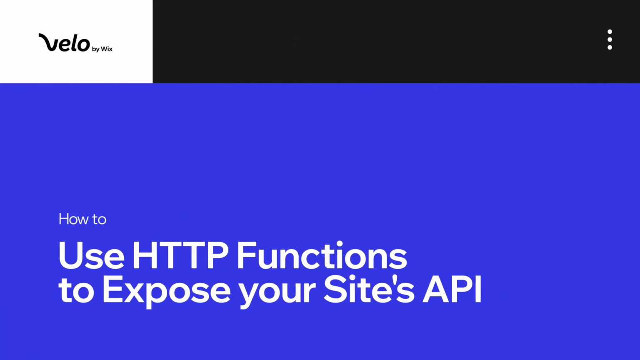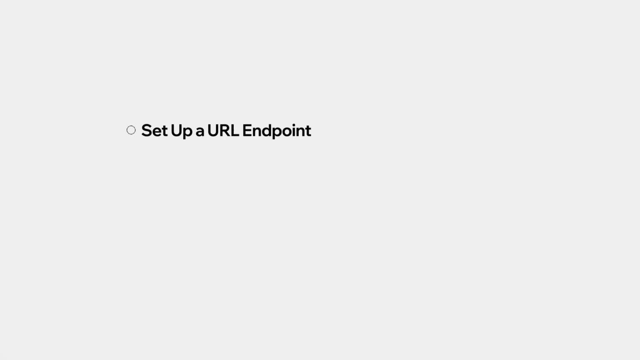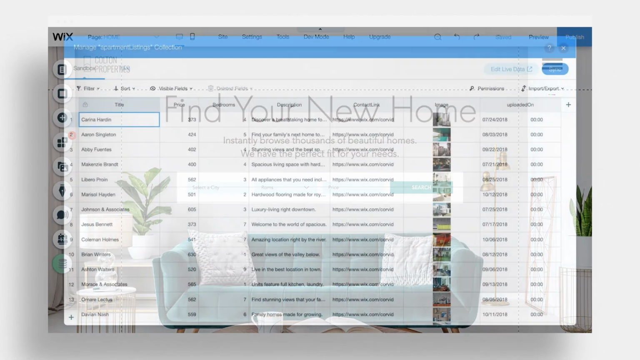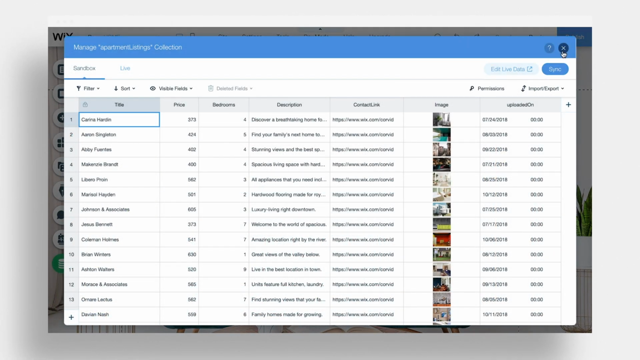In this video, we'll show you how to expose your site's API using HTTP functions. You'll learn how to set up a URL endpoint, expose selected data through HTTP requests, add filtering capabilities, and handle any errors that may occur. This will allow you to share data with sites and applications that you want to work with. For example, let's take an apartment listing site whose database we want to share with a sister company.